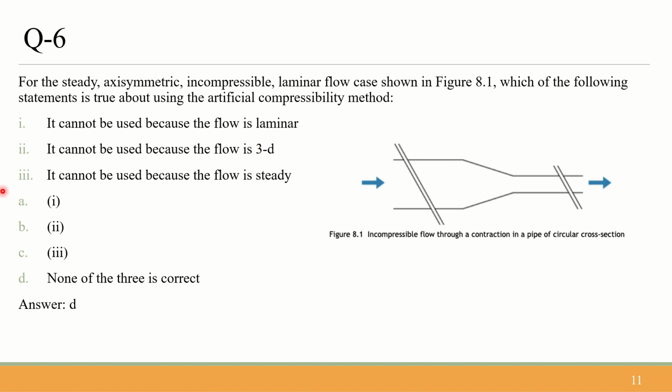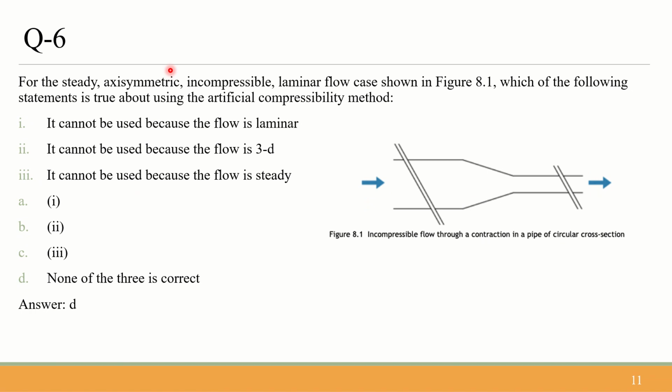Let us now look at the options. A1 is false, B2 is false, C3 again is false. Option D, none of the three is correct. In this particular question, the right answer is option D, that is, none of the three is correct. I hope it is clear now.